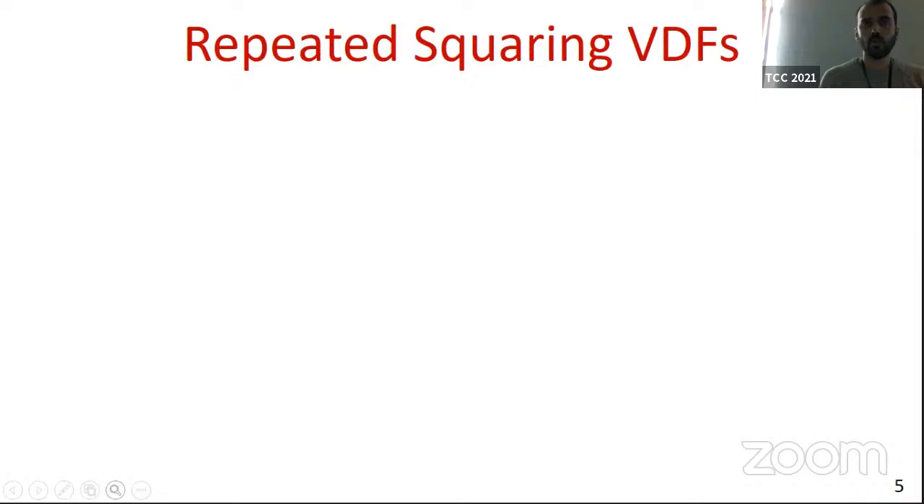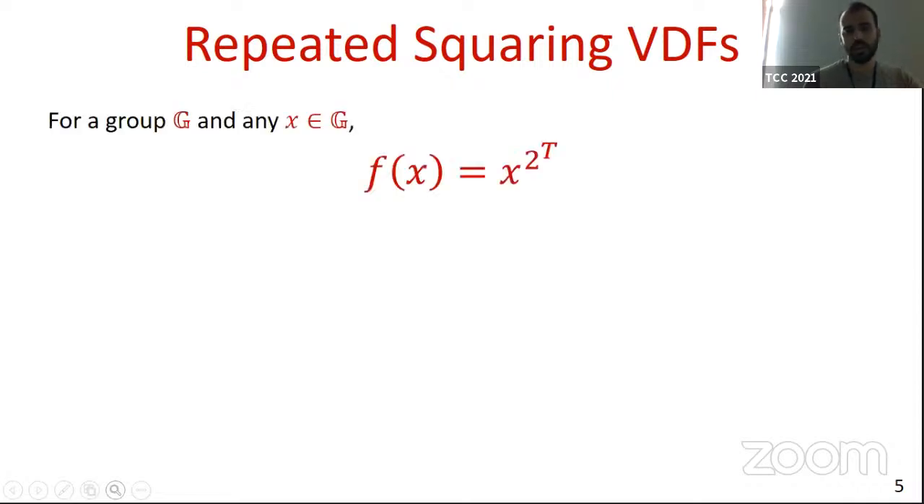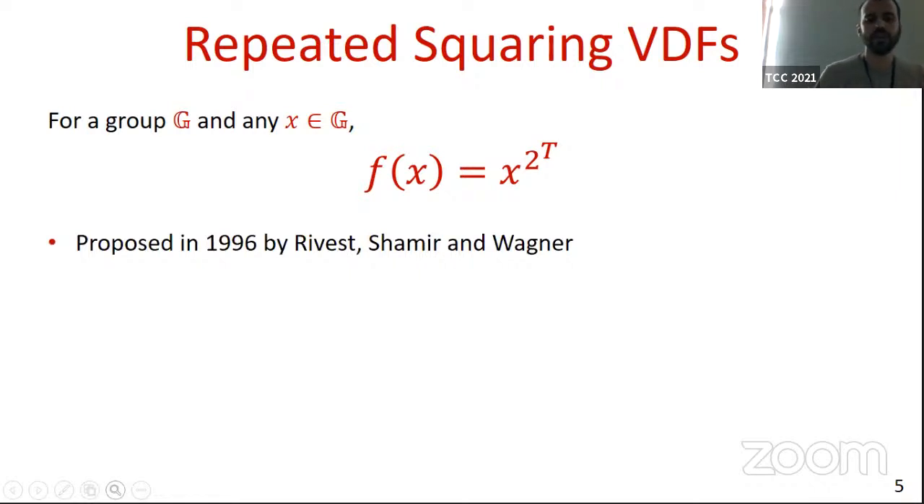And the main way we currently know how to construct verifiable delay functions is by relying on the repeated squaring delay function. This function is defined with respect to some cryptographic group G. It takes as input some group element x, and the output of the function is x raised to the power of 2 to the t. It's not hard to see that this is indeed computable in time t times some polynomial in the security parameter, simply by t repeated squarings. This function was proposed back in 1996 by Rivest, Shamir, and Wagner as the basis for the time-lock puzzle, which is a related notion.